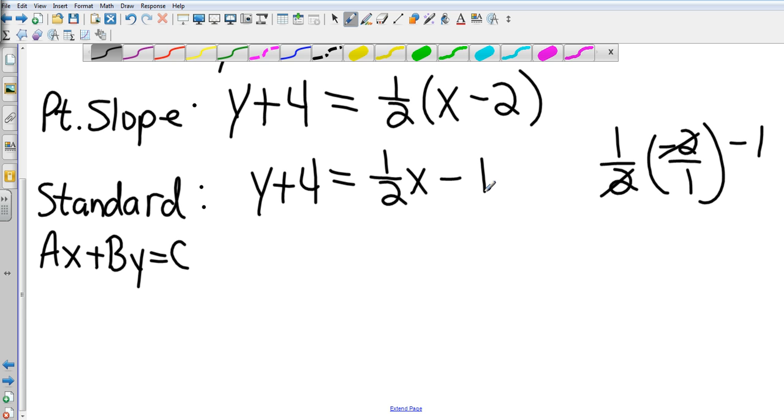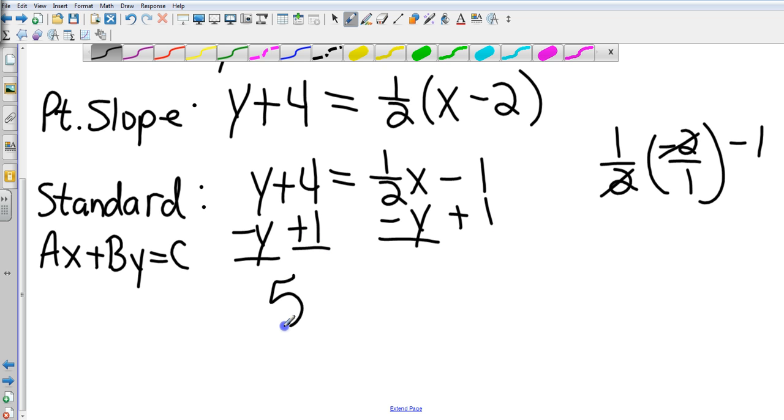If I want to get those together, there's a couple of different ways I can do that. My x is already over here, so I'm going to bring over my y by subtracting it. And I'm going to save a step here because my x and y's are on the right-hand side. I'm going to bring that -1 over by adding it. So that gives me 5 equals 1/2 x minus y. Again, I can't combine those because they are not like terms.